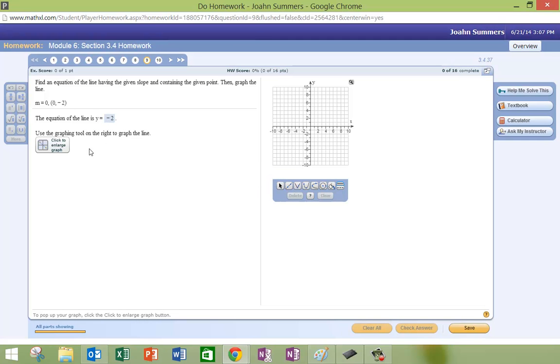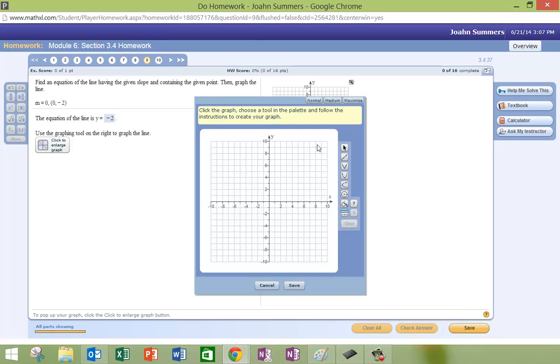Now to graph the line, it says click to enlarge. Alright, so I prefer to use this view. And I'm graphing a line, so I choose my line tool. And then the point that it goes through is 0, -2. Notice in the upper right corner, you see the coordinates of the point that is currently selected, 0, -2. So I will click there.